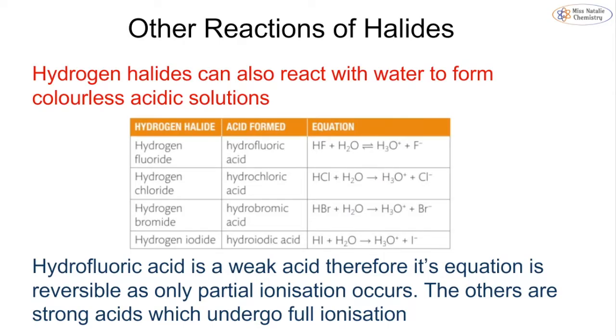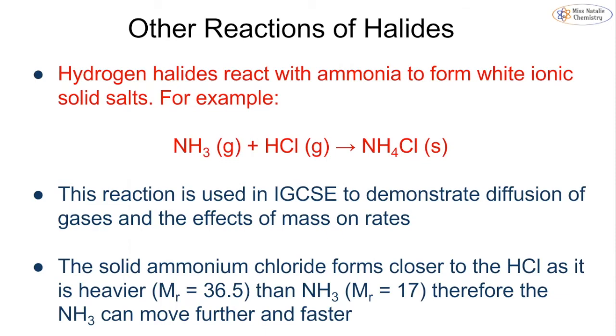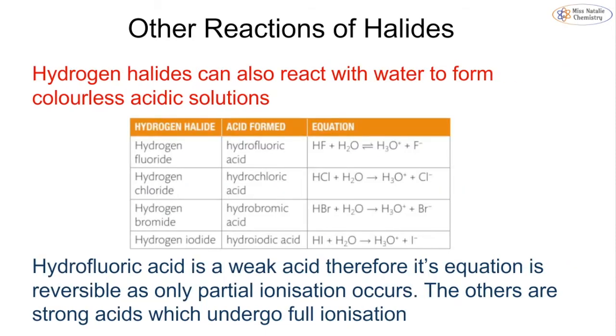Now, hydrogen halides can also react with water, and they're going to form colourless acidic solutions. So we have hydrogen fluoride forming hydrofluoric acid, hydrogen chloride forming hydrochloric acid, hydrogen bromide forming hydrobromic acid, and hydrogen iodide forming hydroiodic acid. And you can see that we have all of the equations here.